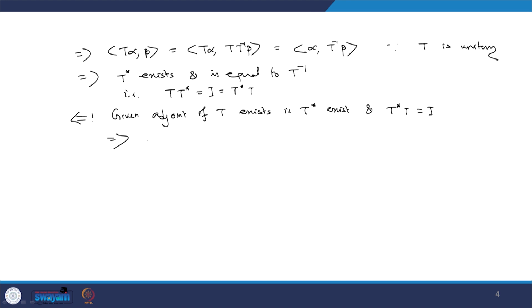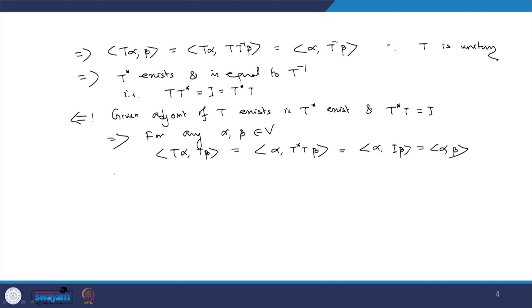So, for this let me consider for any alpha beta belongs to V, inner product of T alpha T beta, which is equal to alpha T star T beta, which is equal to alpha I beta is equal to alpha beta. So, this implies that T is a unitary operator. T is a unitary operator. So, let me take an example.